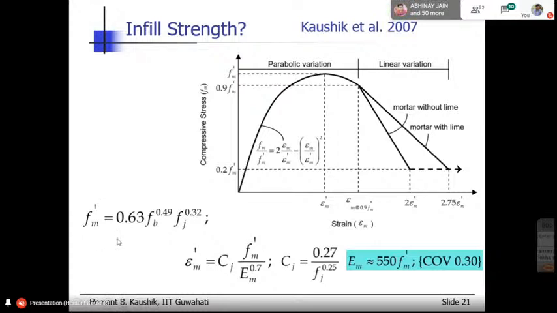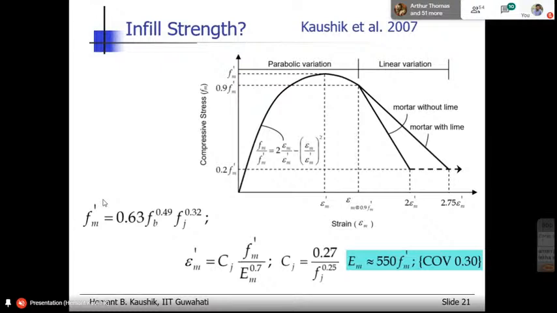This is the equation using which you can compute Fm prime, the prism strength of masonry under compression. What do you need to compute this? You need the brick strength, Fb, and you need the mortar strength, Fj. Now you may ask me, why do you need this equation? Because you can directly go to the lab and test the prisms. Of course, if you can test the prisms, then there is nothing better than that. But constructing prisms and testing in the lab is not easy. It takes time, so 28 days of curing is required.